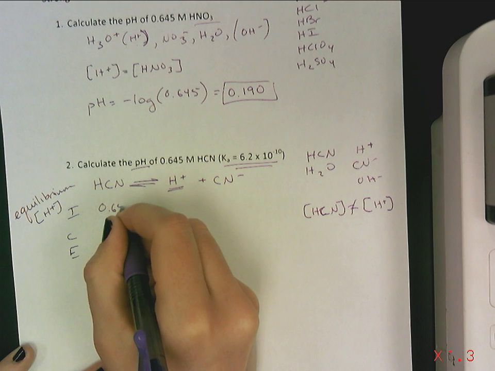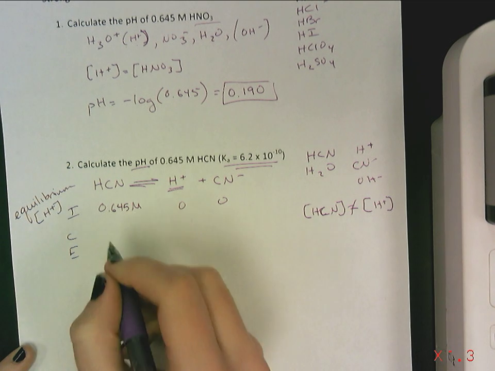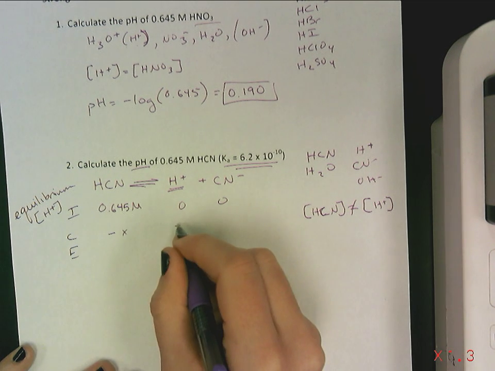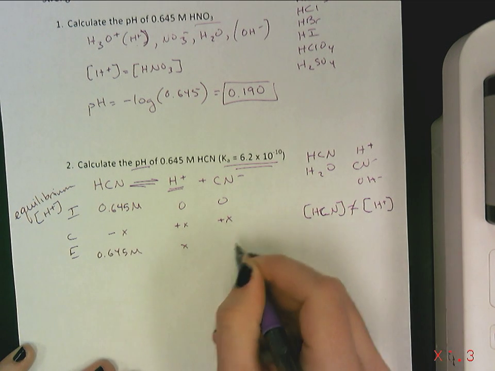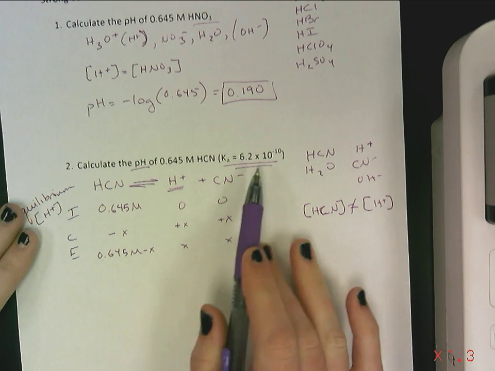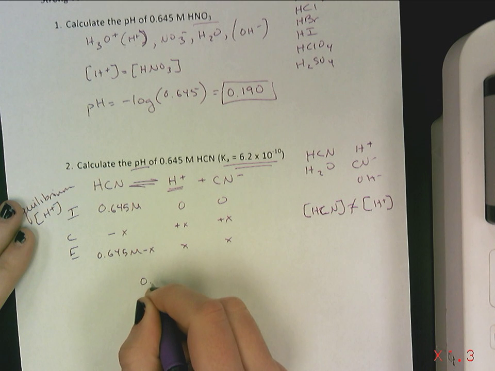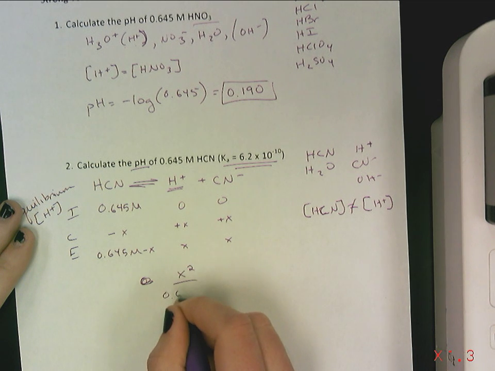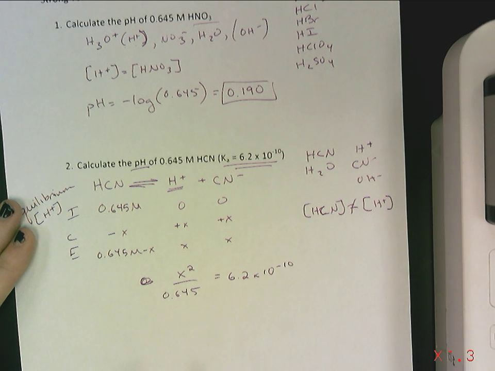We know we're starting with 0.645 molar HCN, 0 H+, 0 CN-. This is a pretty easy one in terms of minus X, plus X, plus X. All right. We have a very small Ka, and we're starting with only reactants. Thus, we know that X is small, and we can omit it in the denominator. X squared over 0.645 equals Ka. That's our setup here.